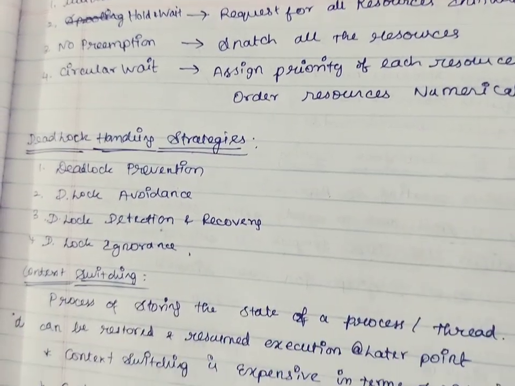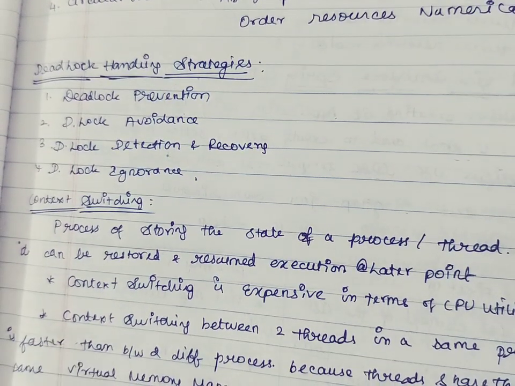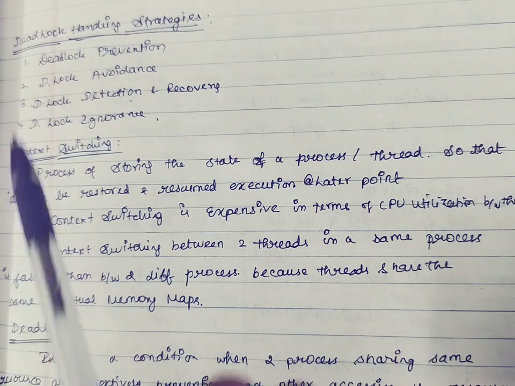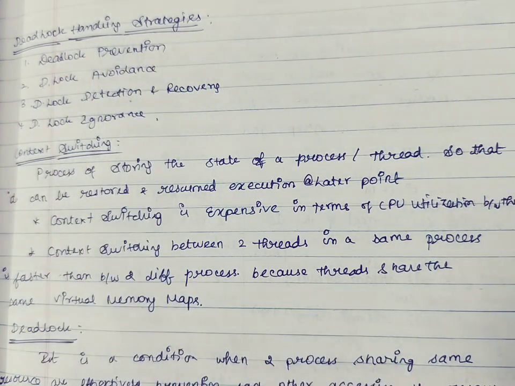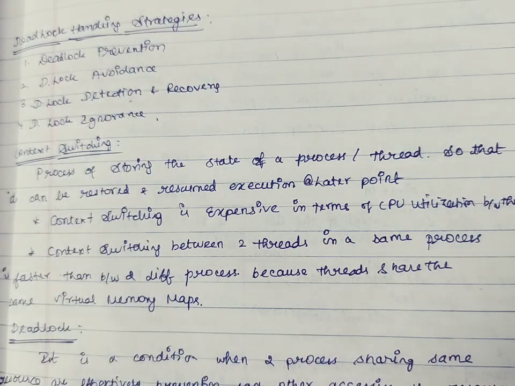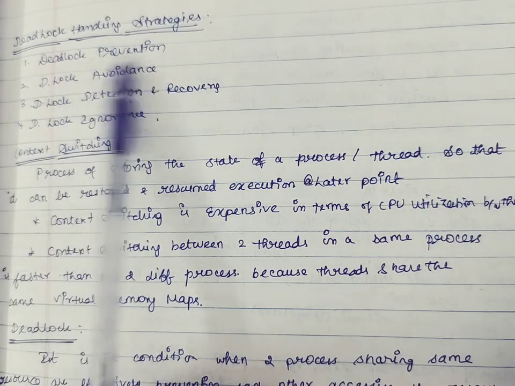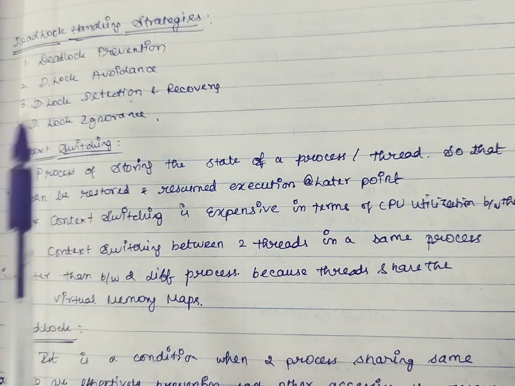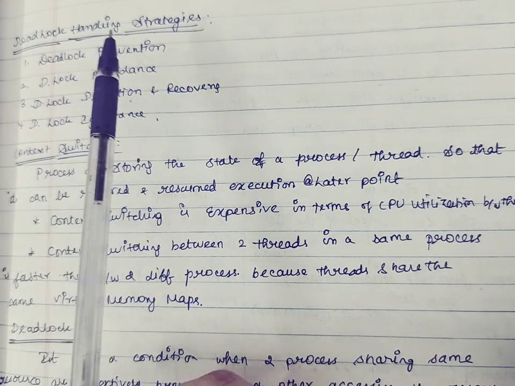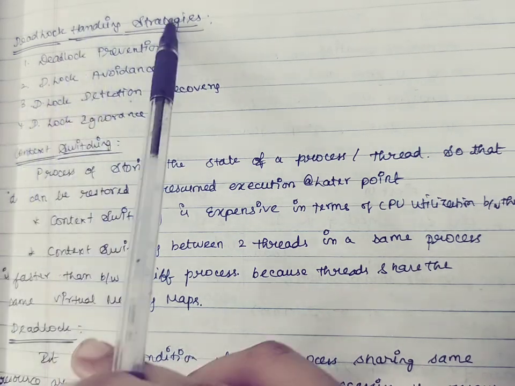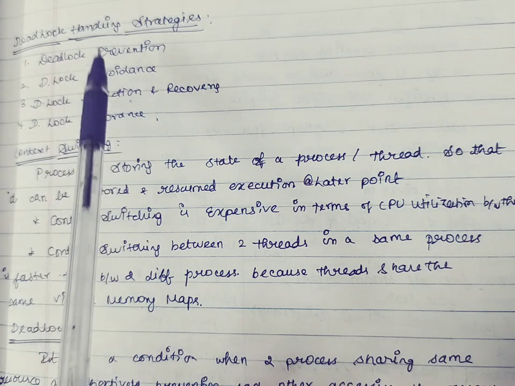We have 4 different deadlock handling strategies. Let's continue with deadlock handling strategies. How can we handle deadlock? For that we have deadlock prevention, deadlock avoidance, deadlock detection and recovery, and deadlock ignorance. These are some of the strategies through which we can handle deadlock.